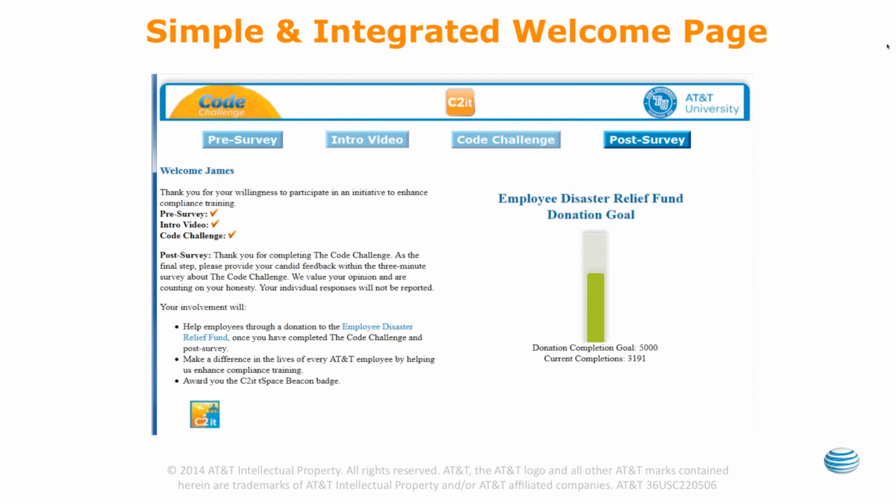We wanted to have it be simple and integrated, so we built a welcome page to track the learner progress through each phase of the code challenge. Shown here on the screen, the learner progresses from the pre-survey into an introduction video, to the code challenge, and then finally a post-survey. Using Tin Can's API, we're able to keep track of the learner progress. So in the event that they had to leave and come back, we could place them right where they left off.